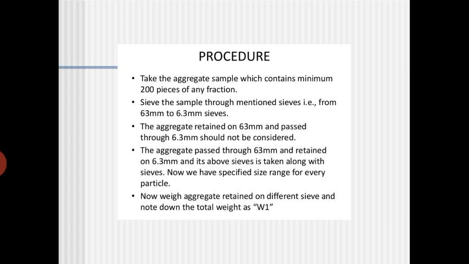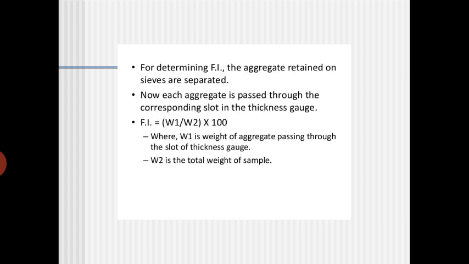Now weigh the aggregate retained on the different sieves and note down the total weight as W1. For determining the flakiness index, the aggregate retained on those sieves are to be separated. Now each aggregate is passed through the corresponding slot in the thickness gauge. Already said that if you are taking 200 grams, then pass each of those aggregates through those gauges.